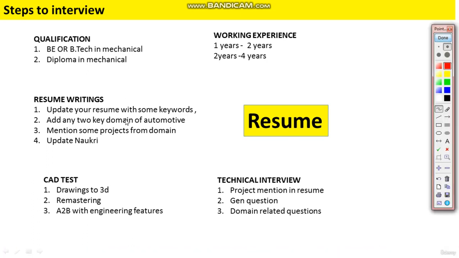Once your resume is picked, you will get a call for the CAT test. In the CAT test there are three types that can happen. One is drawing to 3D: a drawing will be given to you, and you have to reflect it into 3D. Then remastering, which we call reverse engineering, then A to B with some features. In the same CAT test they will ask many questions, and then they will pick you for the technical interview.